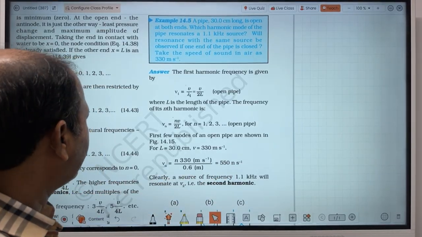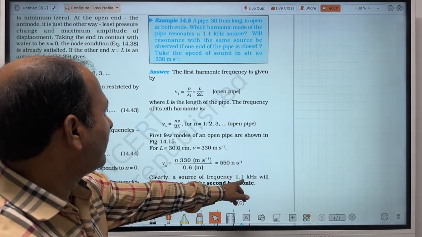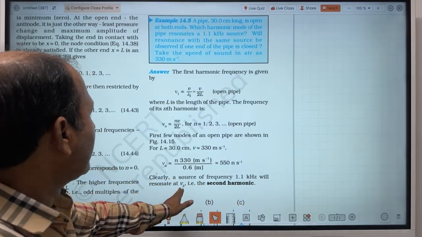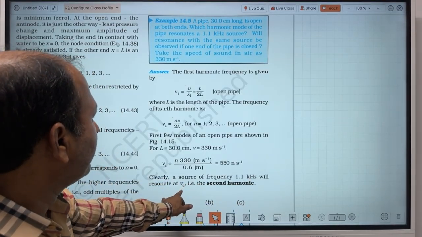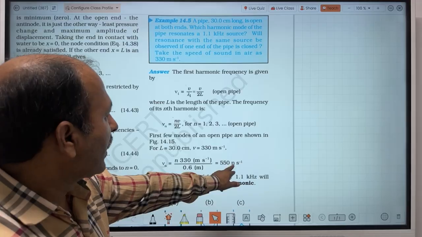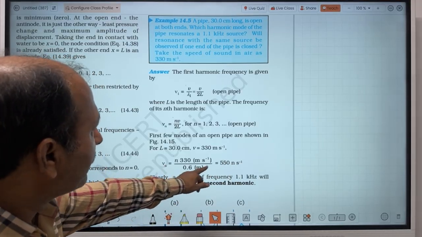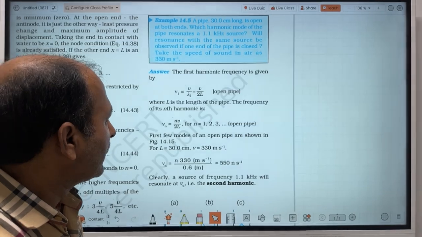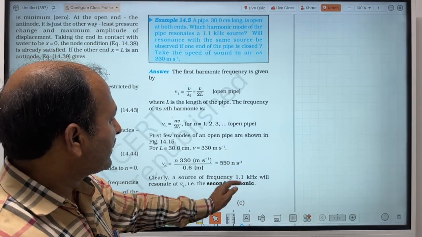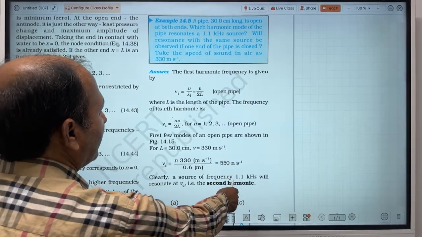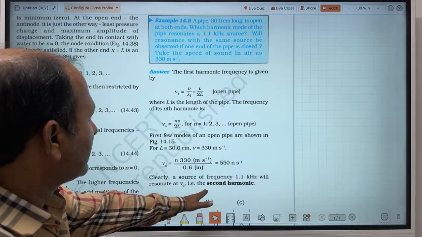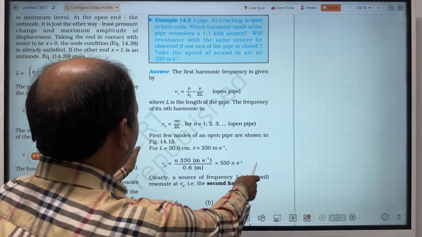Now we can put the value of n. Clearly, a source of frequency 1.1 kilohertz will resonate at nu 2. If you write n equal to 2, what do you get? This will become nu 2. So 550 times 2 will give 1100 hertz, which is equal to 1.1 kilohertz. So this is the second harmonic.